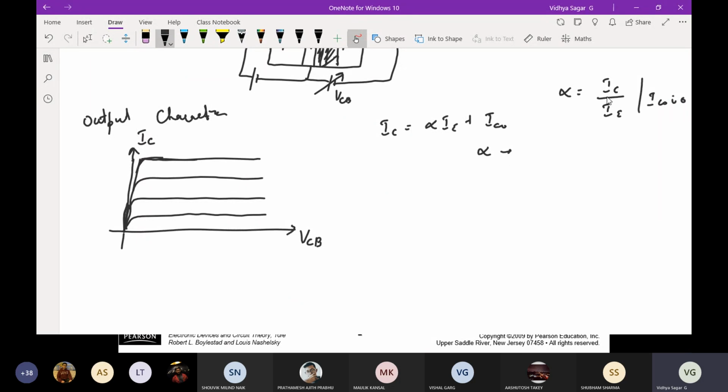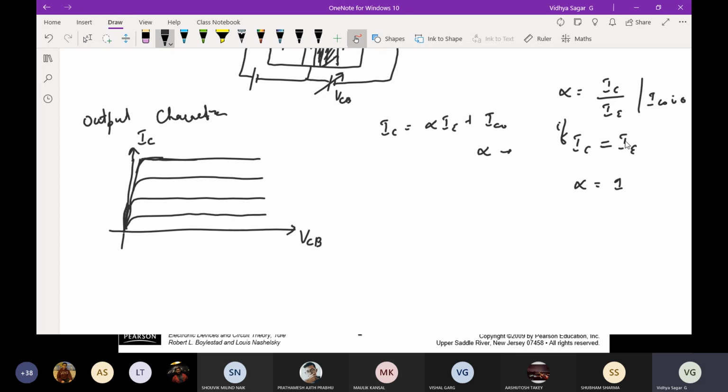Is it fine with this equation? I hope you remember. So if IC is equal to IE, so the total current, whatever I'm applying at the input, is obtained across your output end. So I could say alpha is equal to 1. Is it fine? If the output current is equal to the input current, it means that alpha is equal to 1.